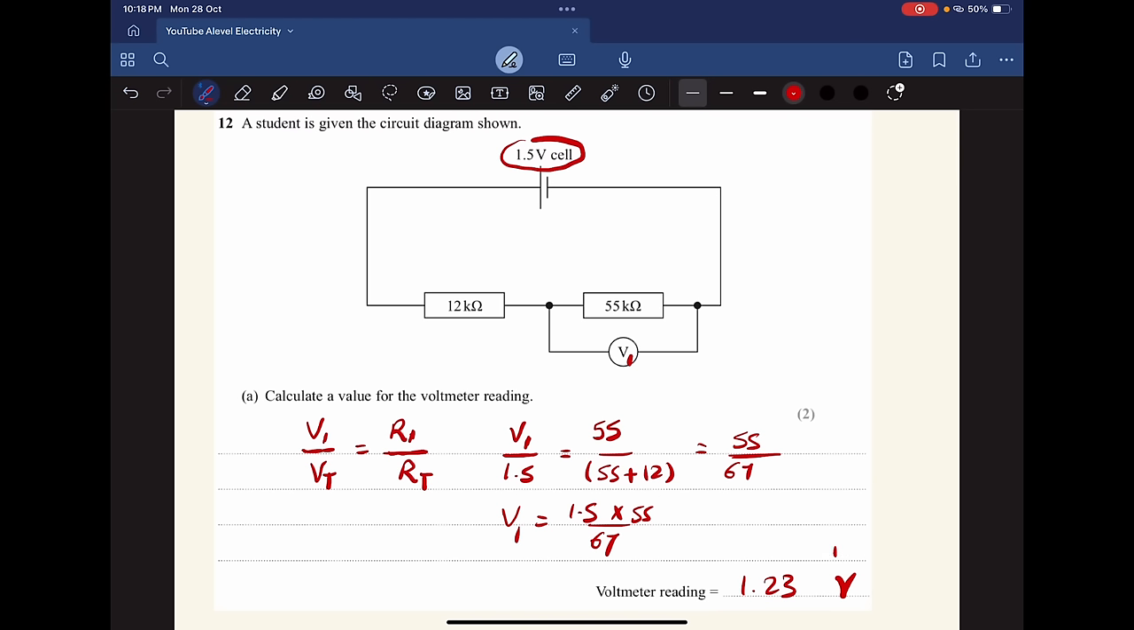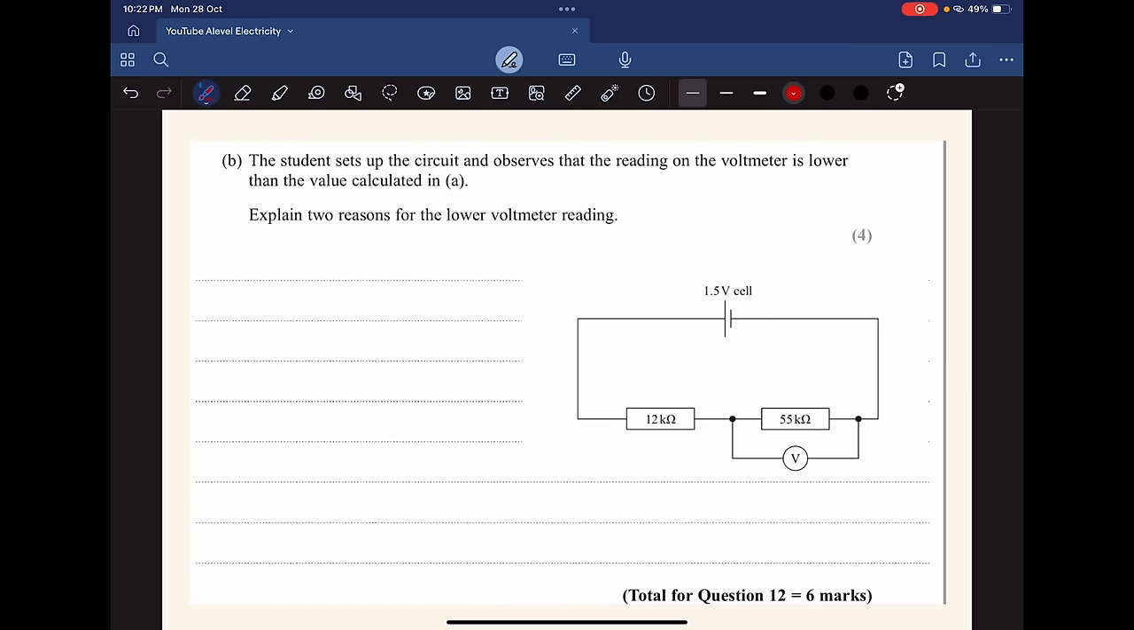You get two marks for this one. One mark for the correct answer with the unit, and one mark for showing the ratio and the calculation. So you get two marks. Please pay attention. This is not an easy section.